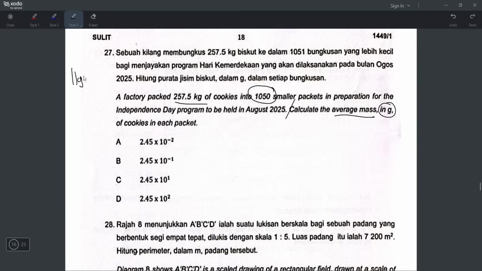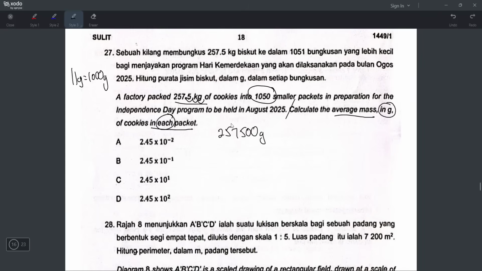1 kg equal to how many gram? 1000 gram. So times 1000 means you take the decimal, move to the right 3 times. So it will be 257,500 gram. But they pack this into 1050 smaller packets, and they want you to find the average mass of cookies in one packet. Each packet means one packet.